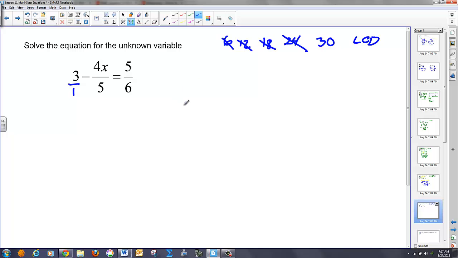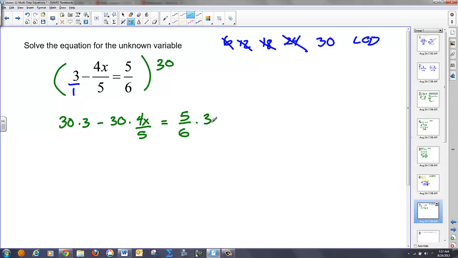I'll multiply each term by that LCD. So once again, I'll show it a little bit different way this time. I'll take and multiply everything by 30. So what I have is 30 times 3 minus 30 times 4x over 5 equals 5 over 6 times 30.